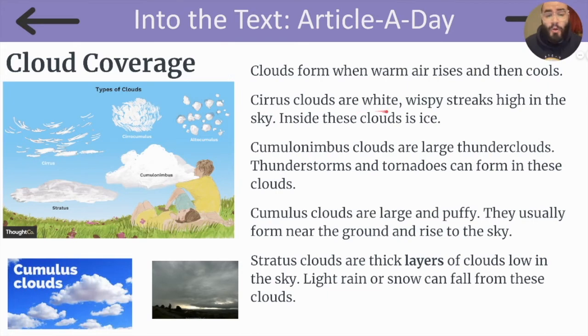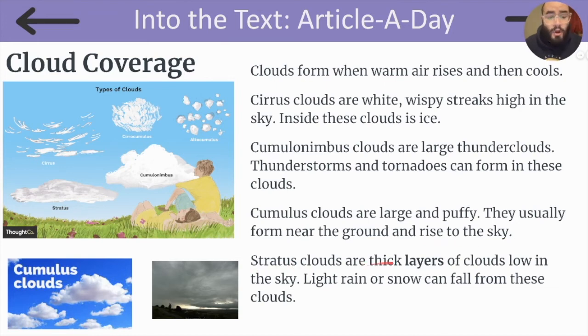Cirrus clouds are white, wispy streaks high in the sky. Inside these clouds is ice. These are cirrus clouds. Cumulonimbus clouds are large thunderclouds. Thunderstorms and tornadoes can form in these clouds. Cumulus clouds are large and puffy. They usually form near the ground and rise to the sky.